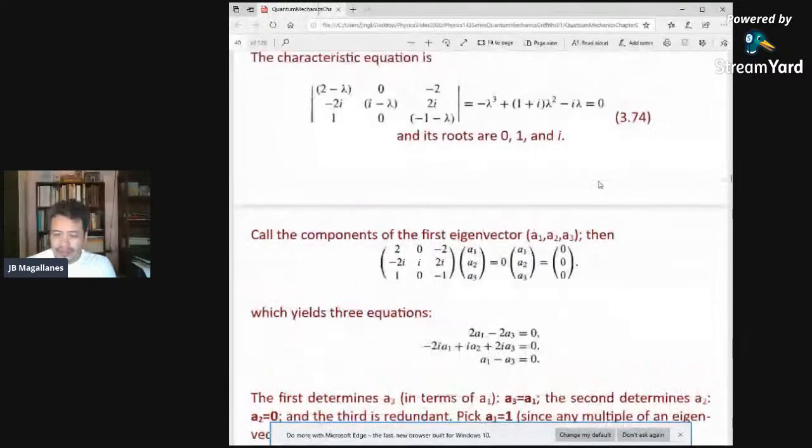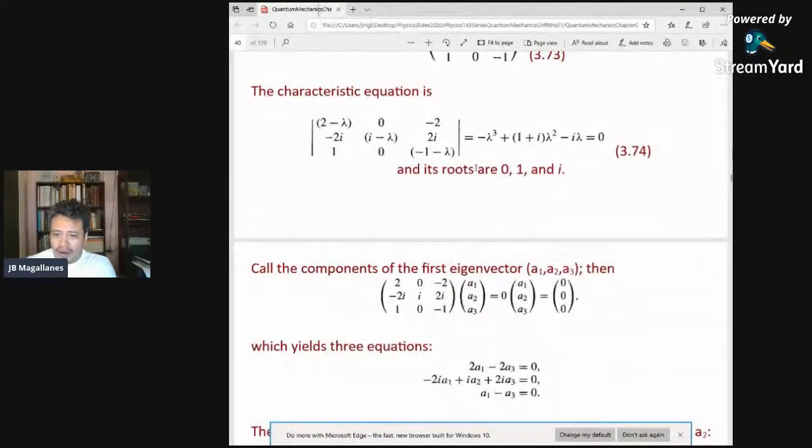So here the roots are called the eigenvalues, and you have 3 eigenvalues: 0, 1, and i. We did not choose these eigenvalues. They come from the determinant of this matrix. This is a characteristic of the matrix. And each of these eigenvalues will correspond to an eigenvector.